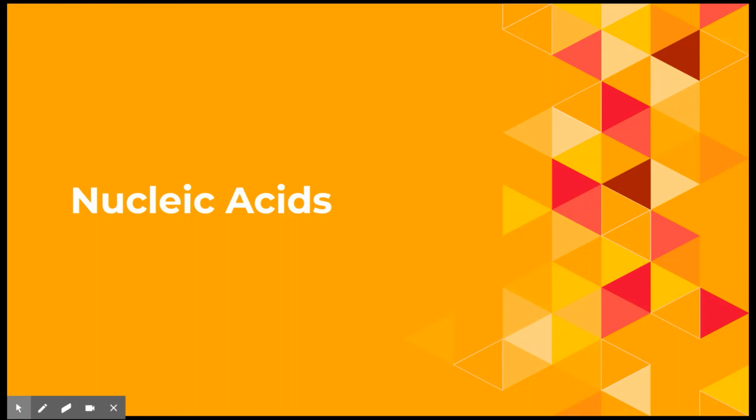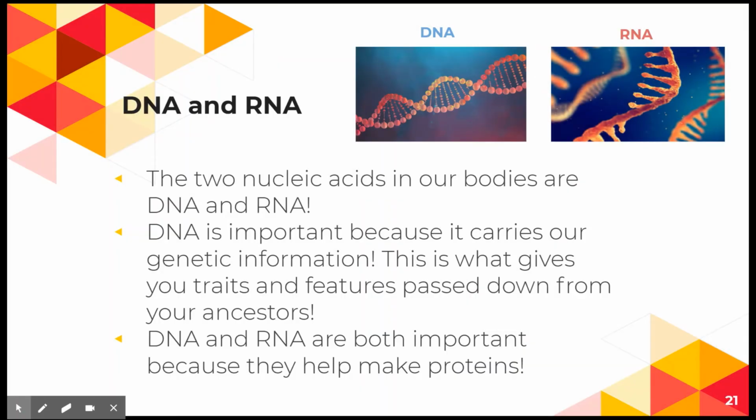Lastly, let's talk about nucleic acids. So you might know them better as DNA and RNA. These are the 2 nucleic acids found in our bodies. DNA is very important because it carries our genetic information. This is what gives you traits and features passed down from your parents, grandparents, and all of your ancestors. DNA and RNA are both very important because they help make proteins, which, as you know, are also really important to our bodies.